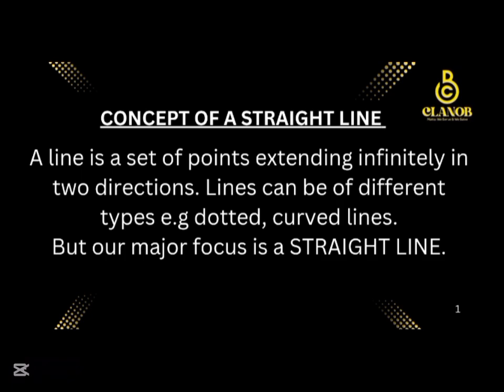A line is simply a set of points which extends infinitely in two directions. Lines can be of different types. We have dotted lines, curved lines, continuous lines, dashed lines, so many kinds of lines. But the main focus this morning is to see how to dwell on what a straight line is. We actually want to understand the geometry and everything about a straight line. So what then is a straight line?